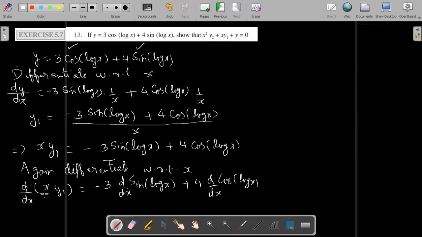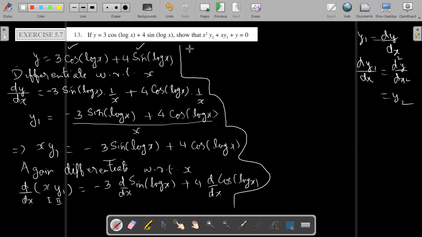Now, on the left side we have to use the first function, second function rule. As I told you, y1 is the first order derivative dy by dx. When you differentiate y1, that is d by dx of dy by dx, it will become d²y by dx², that is y2. So directly we can write the first function x as it is, then the differential of y1, that is y2, plus leaving y1 and the differential of x is 1.